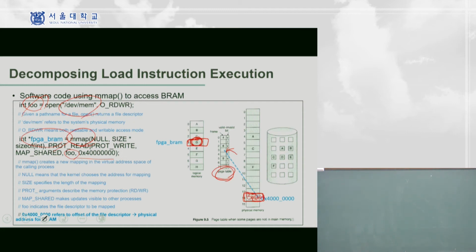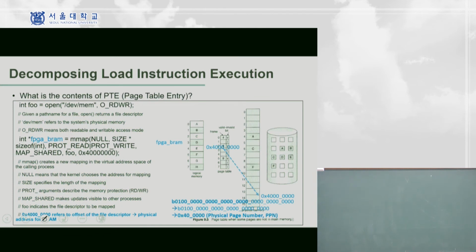Then this entry, the third entry, will hold the information for the physical address for this specific page. So what will be stored in the page table, more specifically? Here, this third page, page 3, is the page for FPGA VRAM.